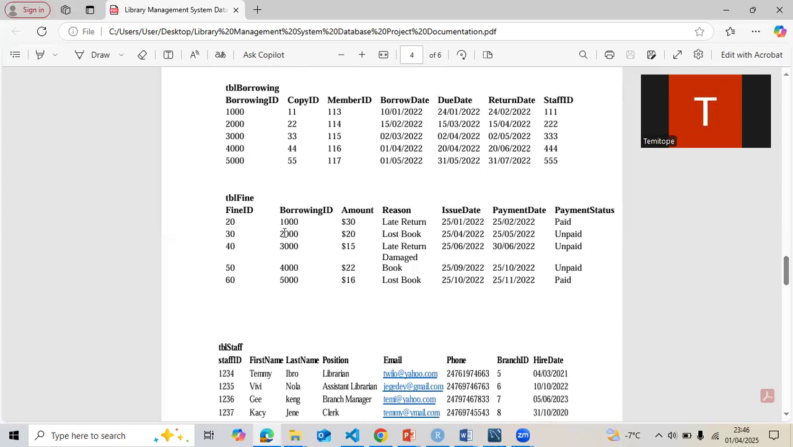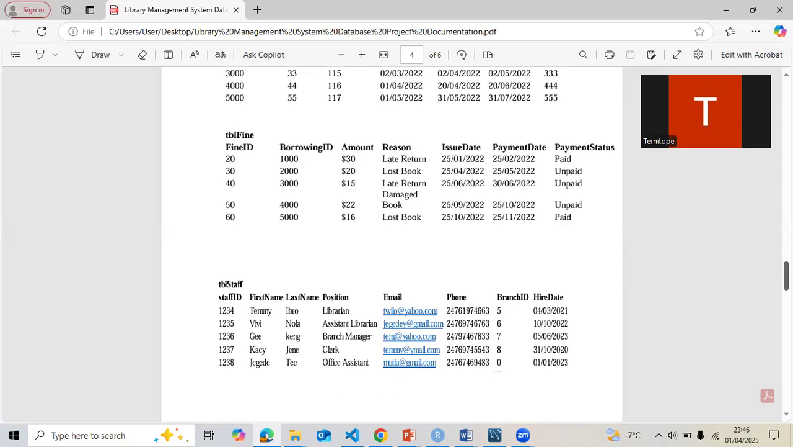And this is my fine table. This is the fine ID, which is the primary key. The borrowing ID in the fine table is a foreign key that will identify the particular member that borrowed the book. Then this is the amount that the person is meant to pay if he didn't return the book at the time he was meant to. So what is the reason for the fine? Some are late return, lost book. These are our sample data, and actually this one will make all our queries run effectively.